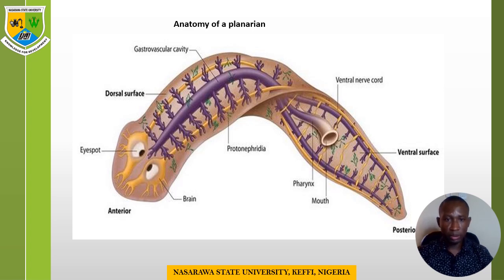This makes this organism unique, because the mouth is located at the ventral part of the organism. We can also see that it has protonephridia, which is responsible for excretion, expelling waste products from this organism. And then we have the ventral nerve cord here. This is a typical example of planaria.